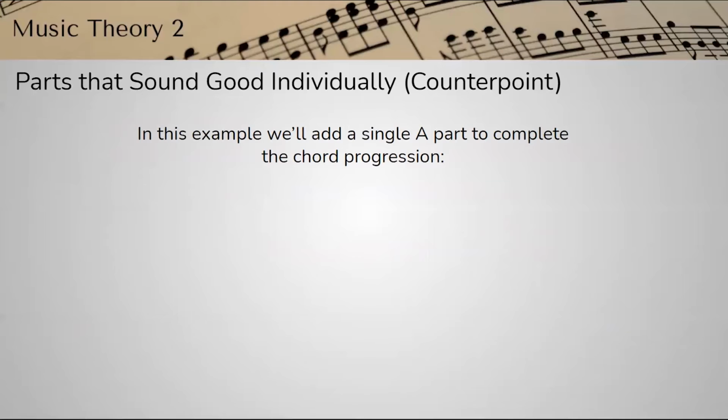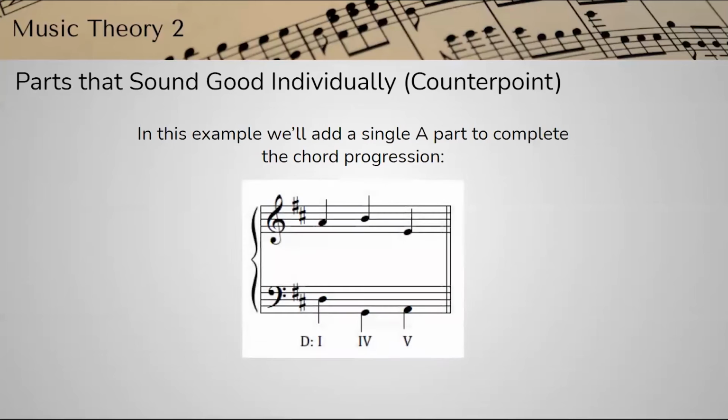In this example, we'll add a single alto part to complete the chord progression. This is like an example in the homework you have to do tonight. So we have an incomplete chord progression. We're only given the top part, the soprano, and the bottom part, the bass. And we have to add the middle part, in this case an alto, to complete the chord progression. So a good thing to do is play it if you can. Listen to it and see if you can hear what's missing from it.